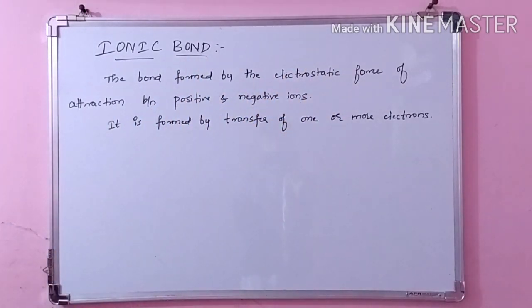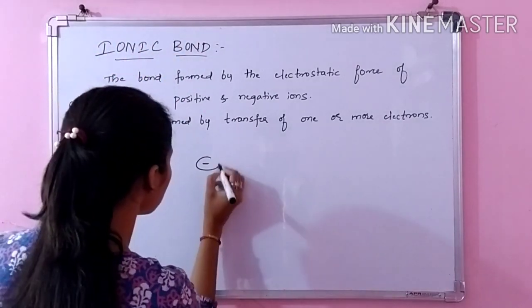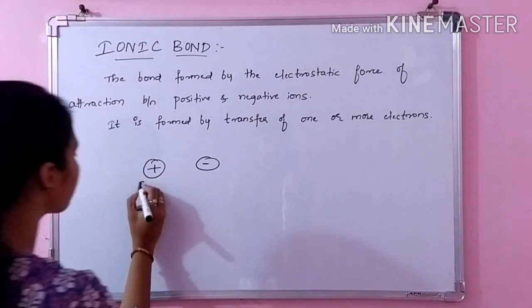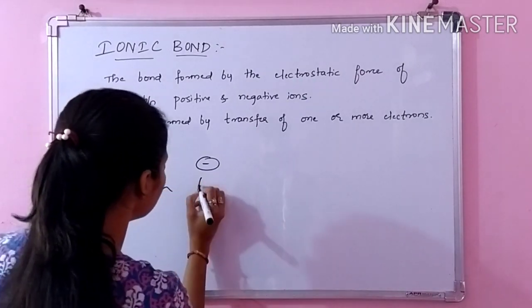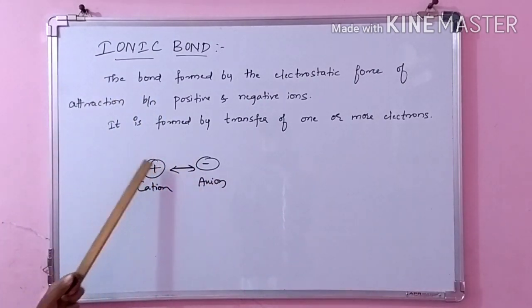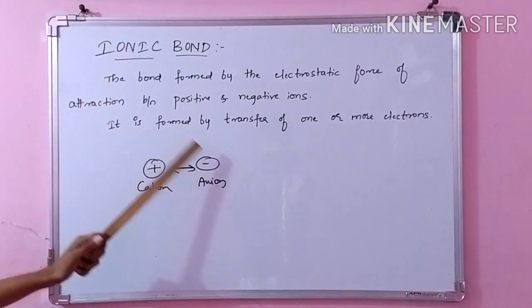So what it is telling means this is a type of a bond which is formed by the force of attraction between one of the positive ion and a negative ion. So this positive ion is nothing but your cation which we say, and this negative ion is an anion. So whatever the force of attraction is there between these two ions, that bond itself is said to be an ionic bond.